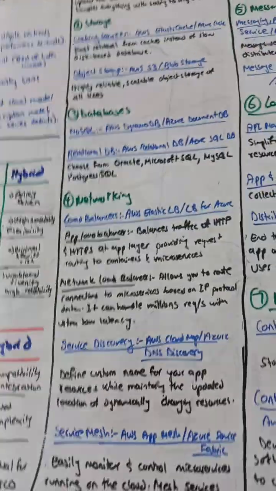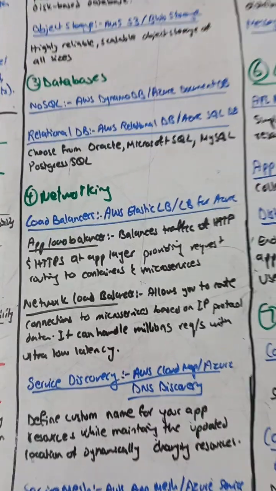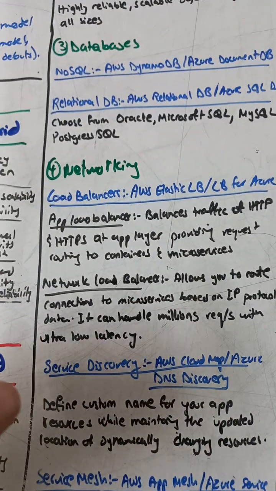In networking, for load balancing, you have AWS Elastic Load Balancer and you have Azure Load Balancer. So the balancers work in two ways.